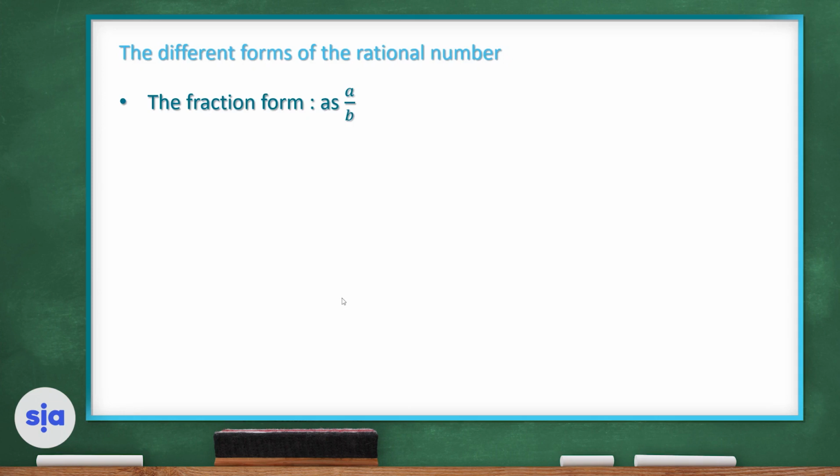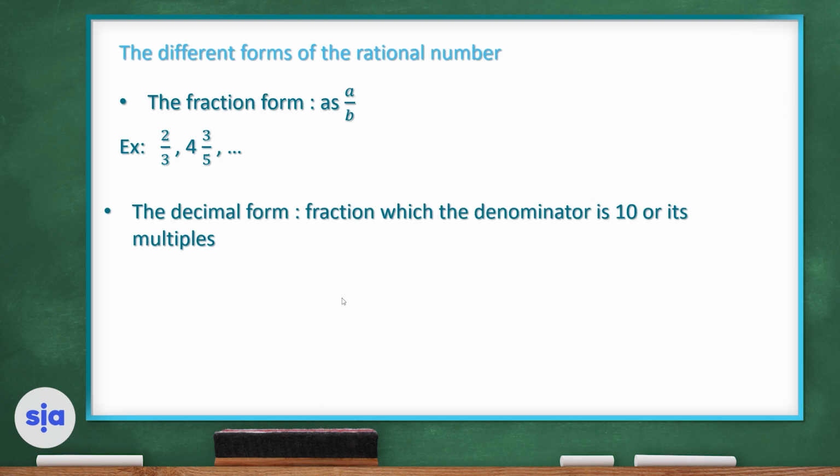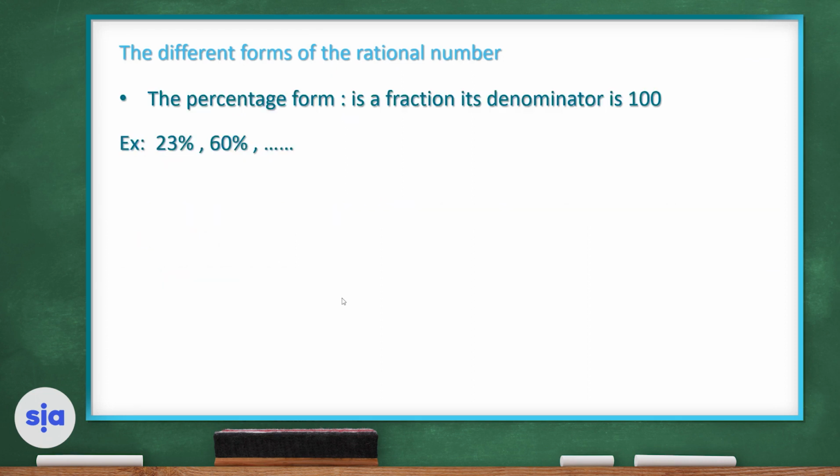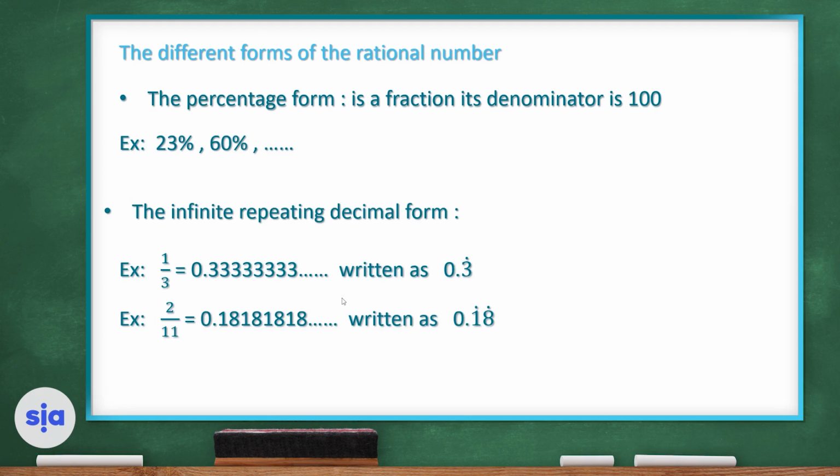The fraction form as a over b, like 2 over 3, even the mixed number is considered as the fraction form. The decimal form, fraction which the denominator is 10 or its multiples, like 2.5, 0.7, and so on. The percentage form is a fraction, its denominator is 100, like 23% is considered as 23 over 100, 60% is 60 over 100. The infinite repeating decimal forms, like the 1/3, like the 2 over 11, that can be written as 0.3 repeating or 0.18 repeating.